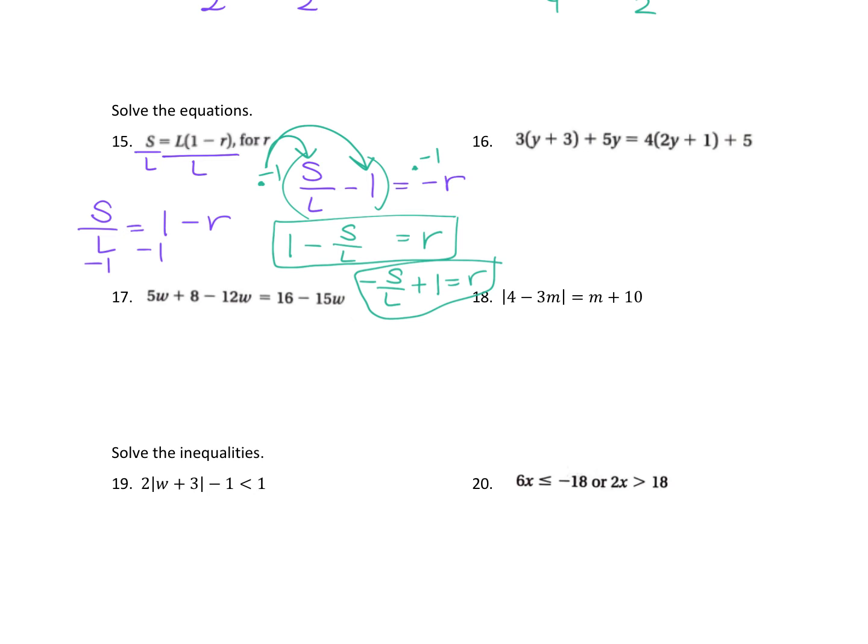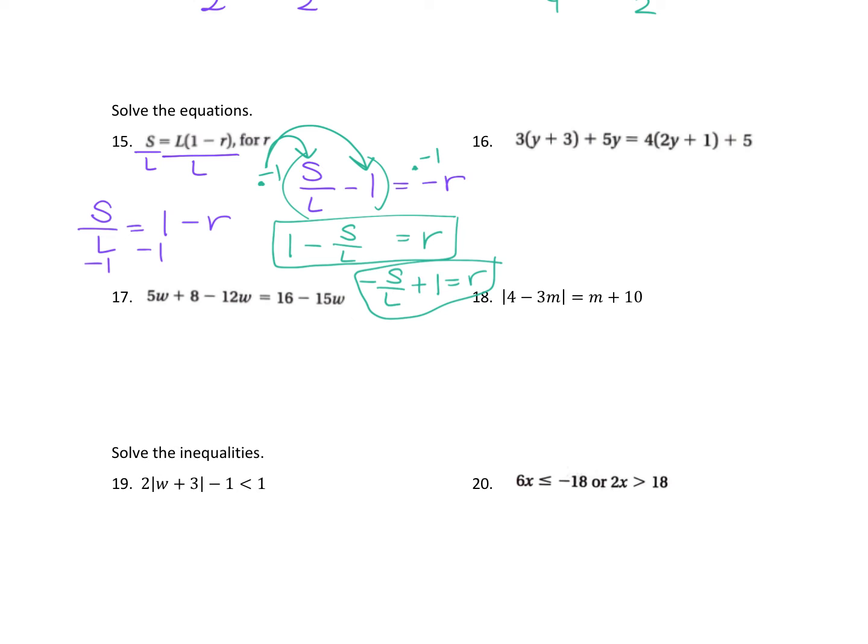Would it be wrong if you put negative s plus 1 on the same numerator, and then put the whole thing over L? Yes, that's wrong, because if you think about it, if I dropped a number in for that, you would get a different value.